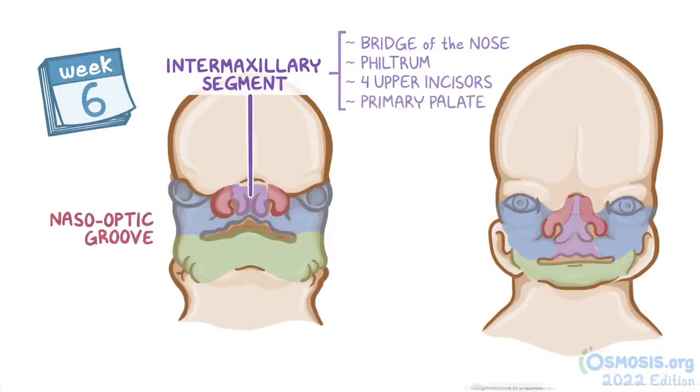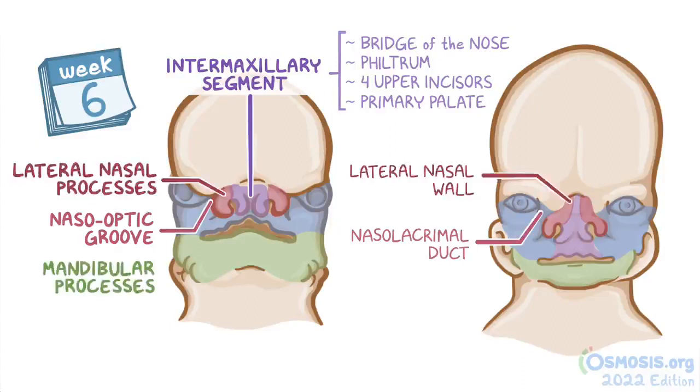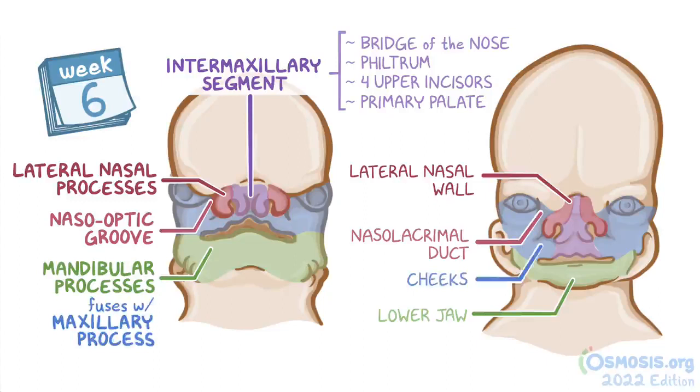The naso-optic groove gets covered on top by ectodermal tissue, converting it into the nasolacrimal duct. The lateral nasal processes develop into the lateral nasal wall. The mandibular processes form the lower jaw with all its teeth and the lower lip, and fuse with the maxillary processes to form the cheeks.